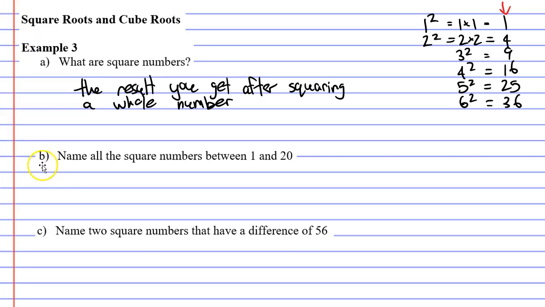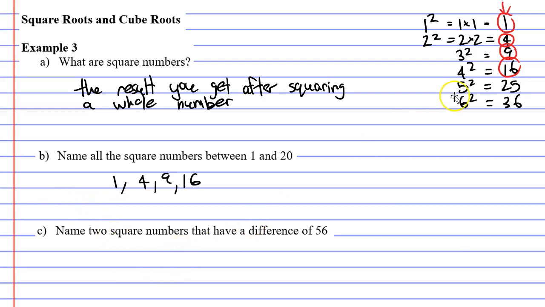Now, moving on to question B, it says name all the square numbers between 1 and 20. And we've actually already done that. We have the numbers 1, 4, 9, and 16. When we go beyond that, we get to 25, so we get beyond the 20. So we're just going to list them with commas between them. 1, 4, 9, 16.